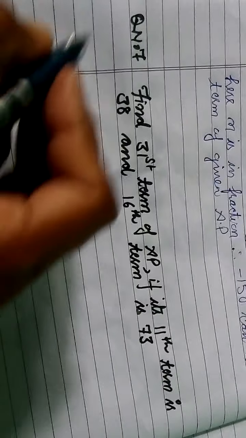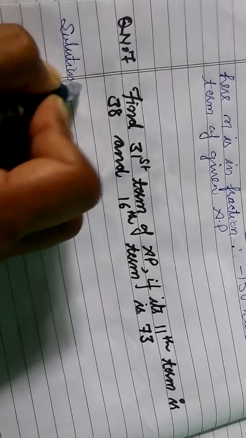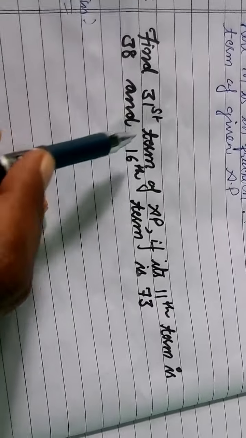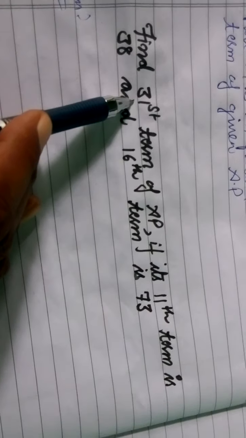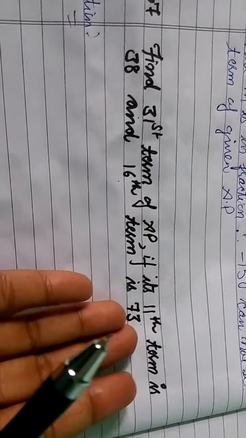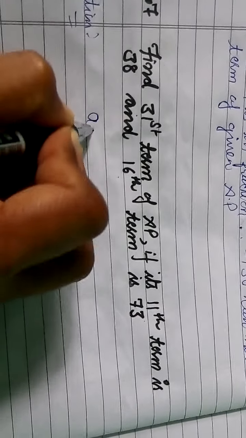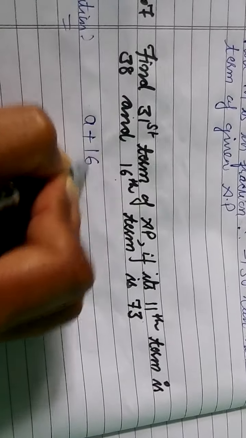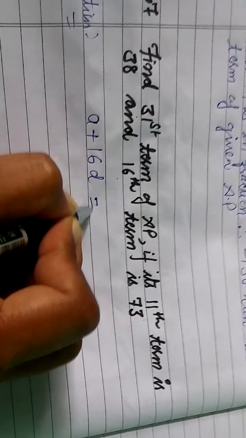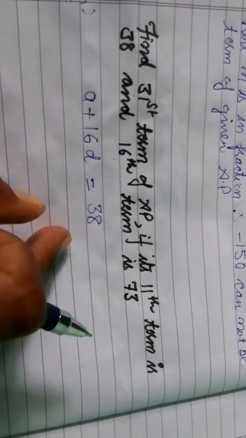Now let us solve question number 7. Here two terms have already been given, and we have to find the 31st term. The 11th term is given and the 16th term is already given. So the 11th term, how will we write it? T11 we will write as A plus 10D, which is already given, how much? It is 38. Right, according to the question it is already given.